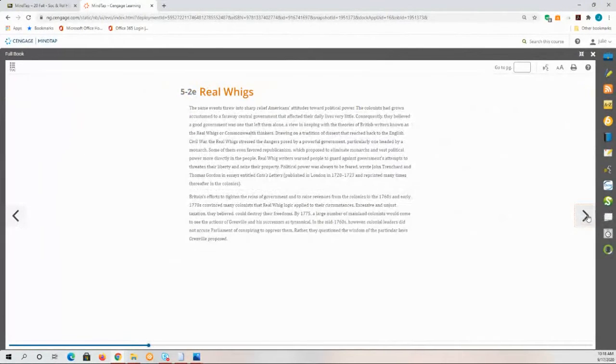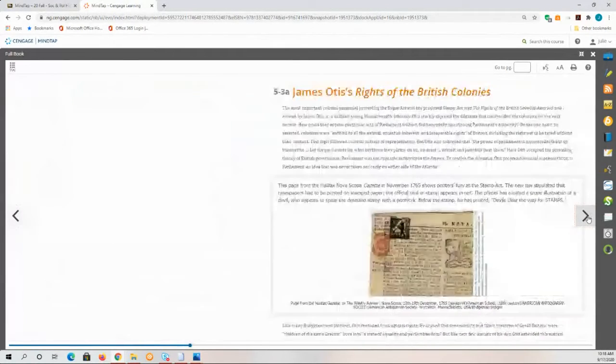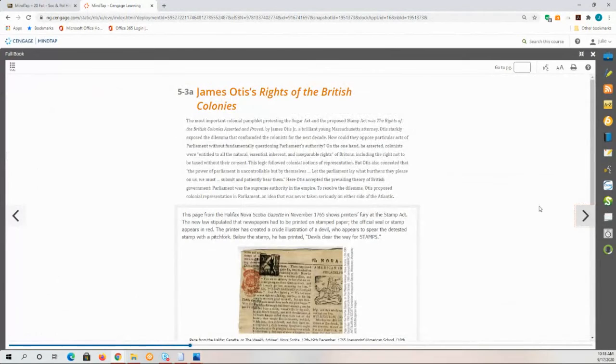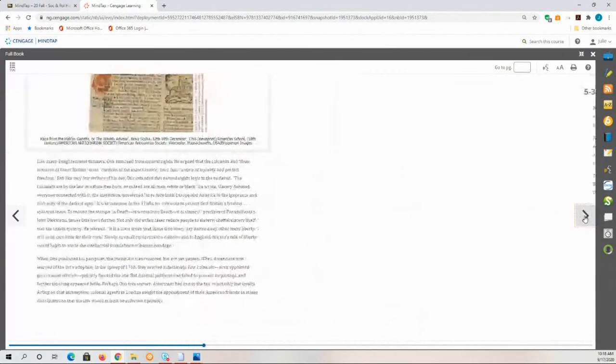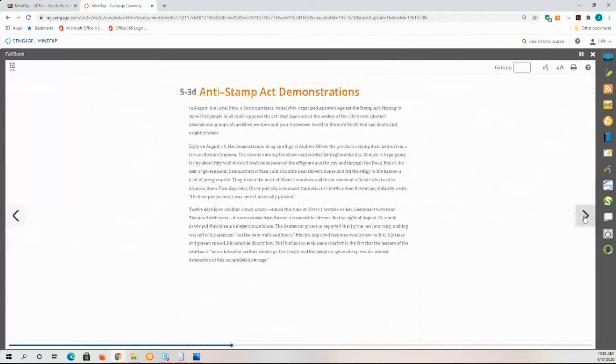Right? Okay, so we are going through things. No, that's a picture of a newspaper, but not what we're looking for.